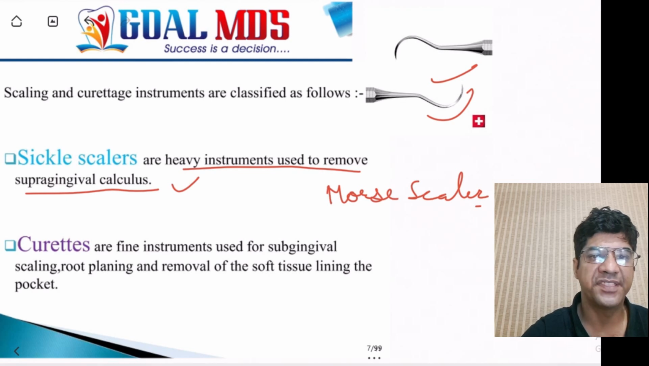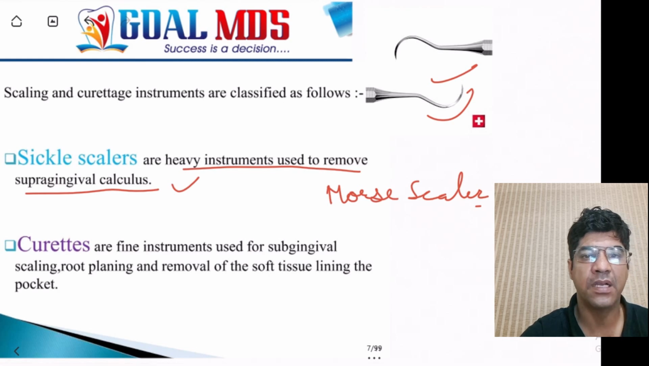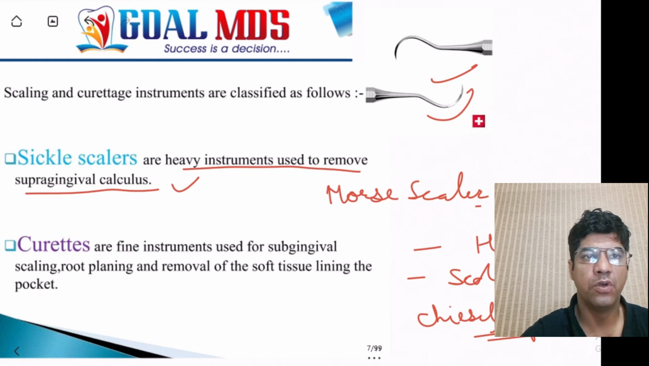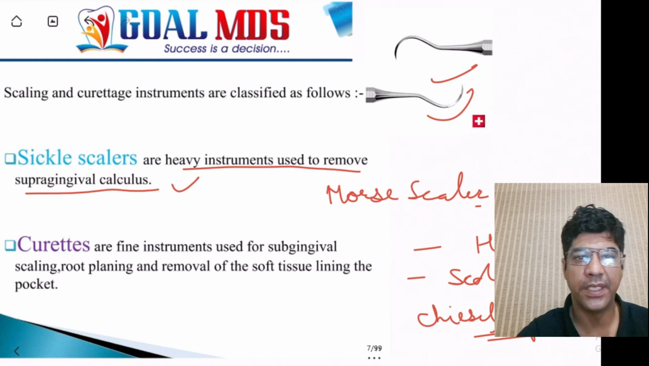We can use the surface scalers. They have a straight blade with a curved cutting edge. For the subgingival scaling, we use hoe scaler, chisel and file. So they are used to remove the subgingival deposit.